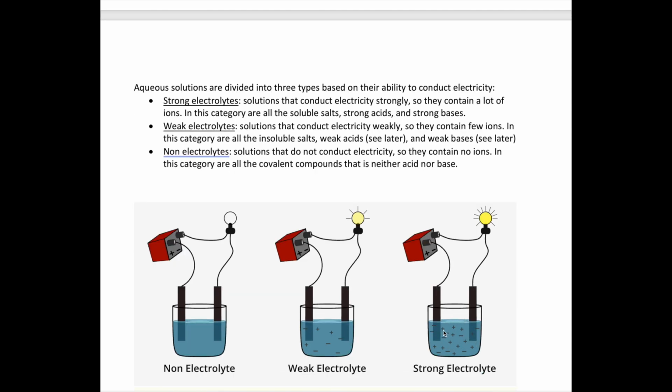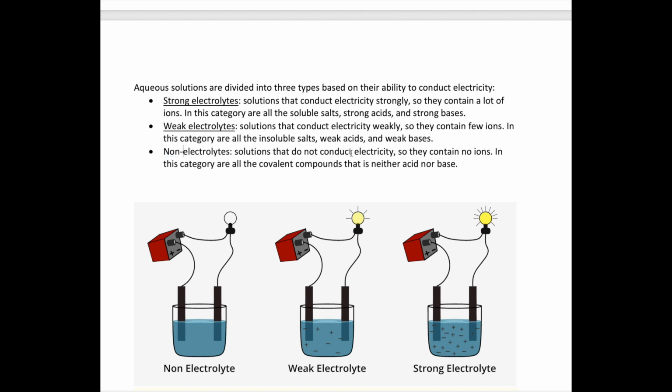If there's a lot of ions in the solution, you're going to see a really bright light bulb. When there are only a few ions, you'll see a weaker light bulb. And when there are no ions, you'll have no light at all. These are what we call strong, weak, and non-electrolyte solutions. So we can figure out in terms of chemical species what are strong, weak, and non-electrolytes. Strong electrolytes are all the soluble salts, all the strong acids, and all the strong bases. Weak electrolytes, on the other hand, are all the insoluble salts, which just means that they're salts that dissolve only very, very little into the solution, as well as weak acids and weak bases.